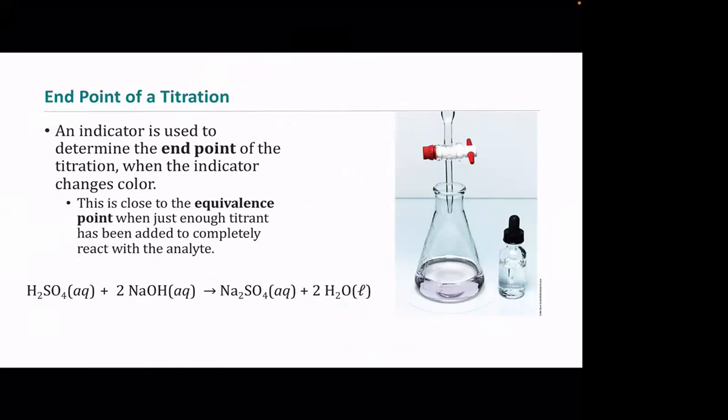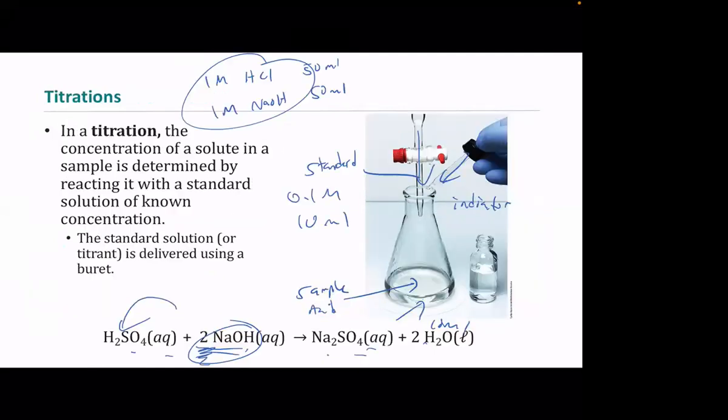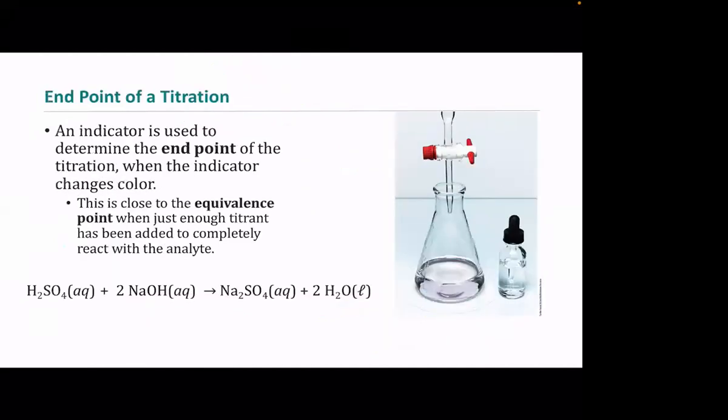So there's the indicator. And it's close to the equivalence point. The equivalence point is the actual stoichiometric point. This right here, stoichiometrically, when these two are equal, exactly. Okay? But the end point, as indicated by the indicator, is as close to that as possible. So you pick an indicator that's going to change at the right point.